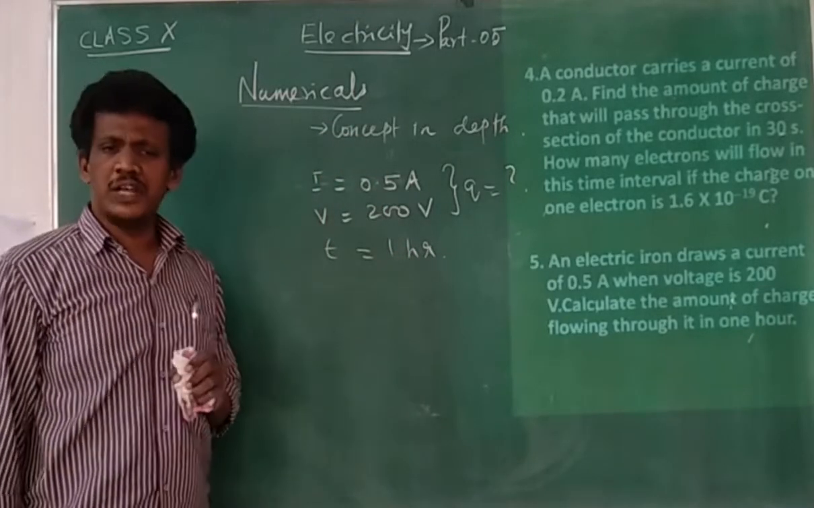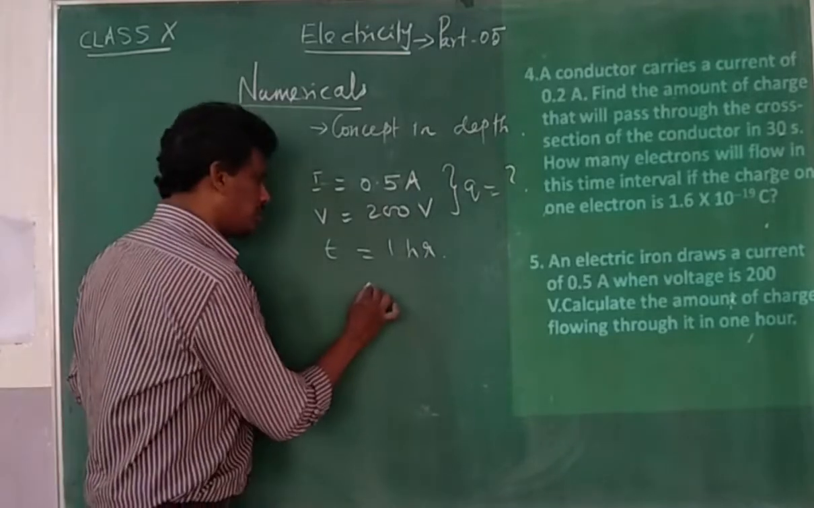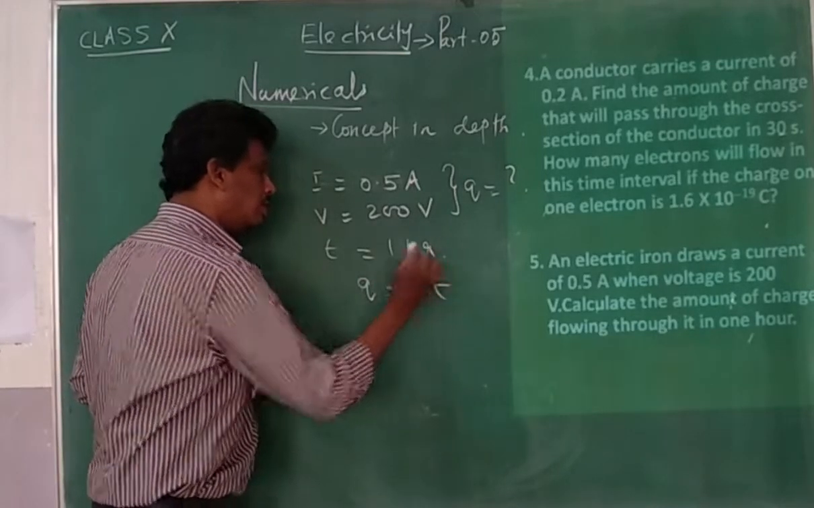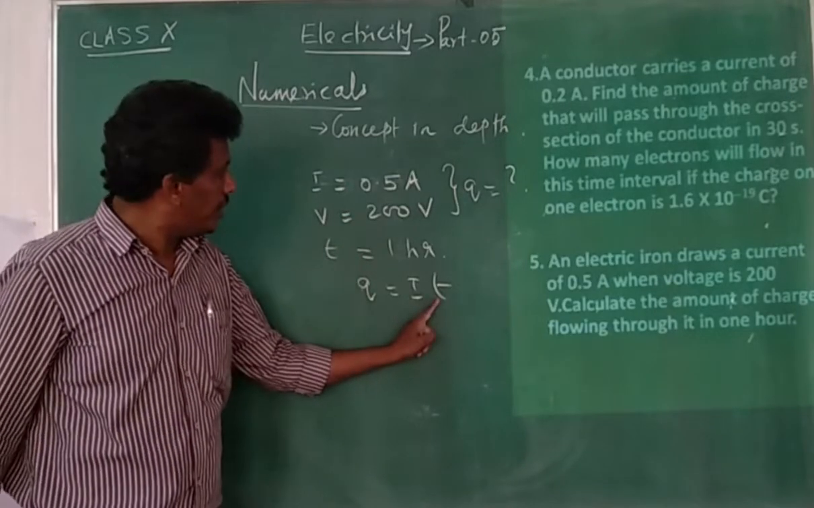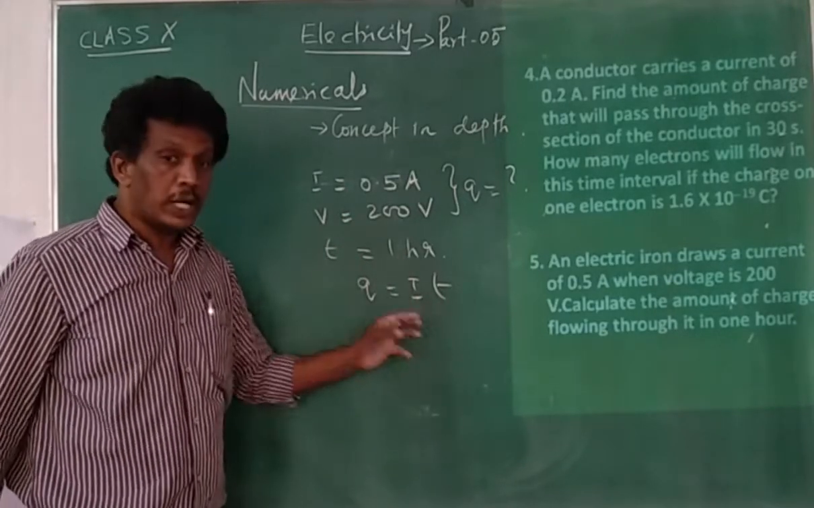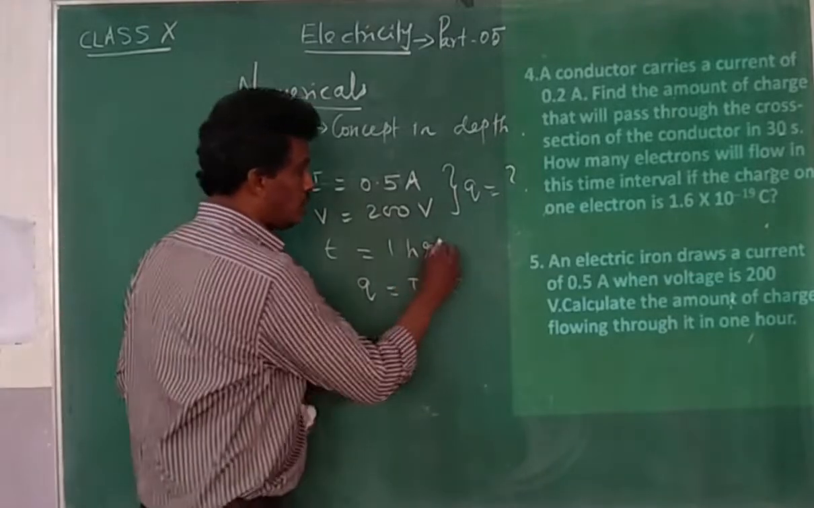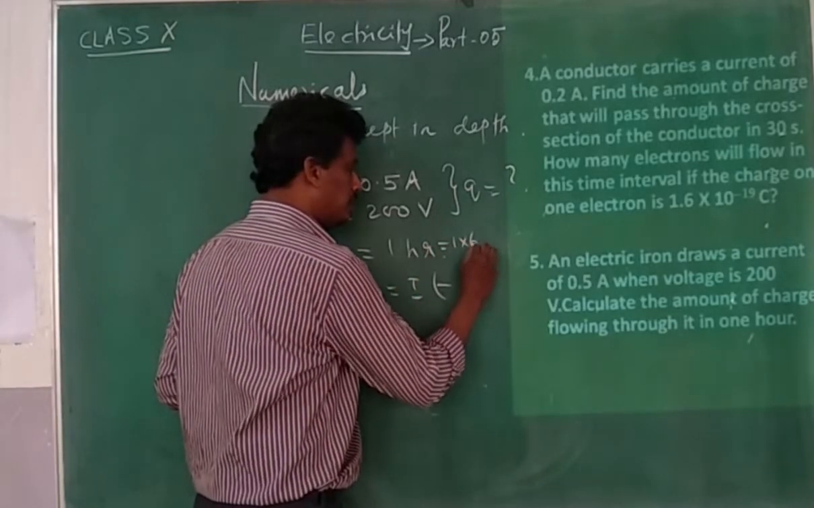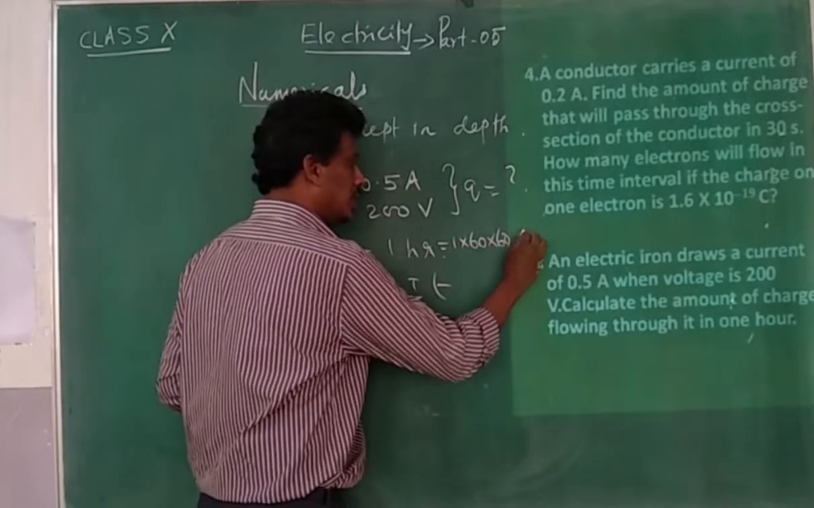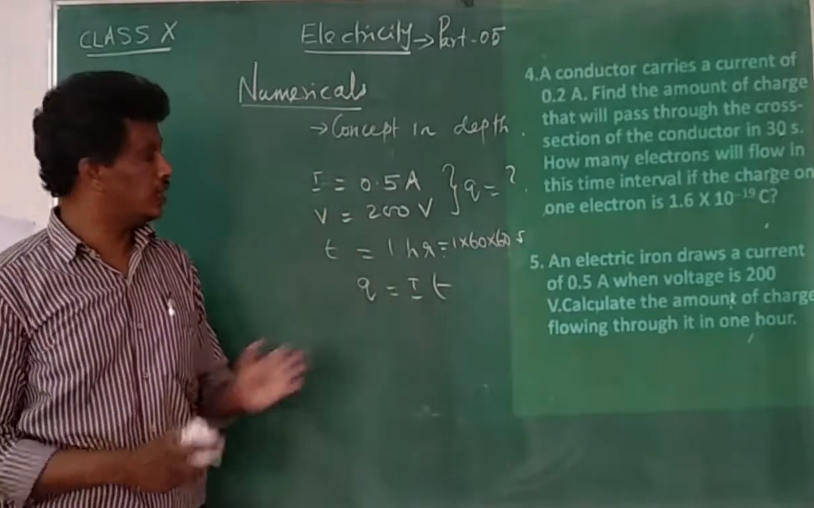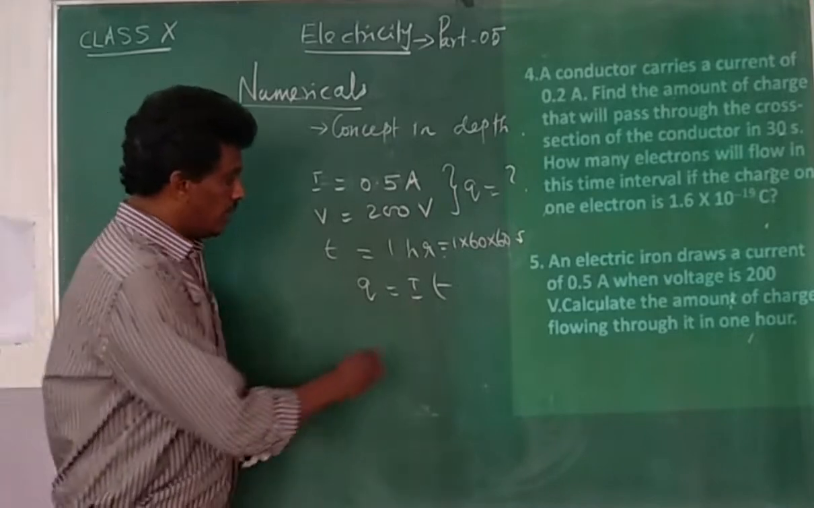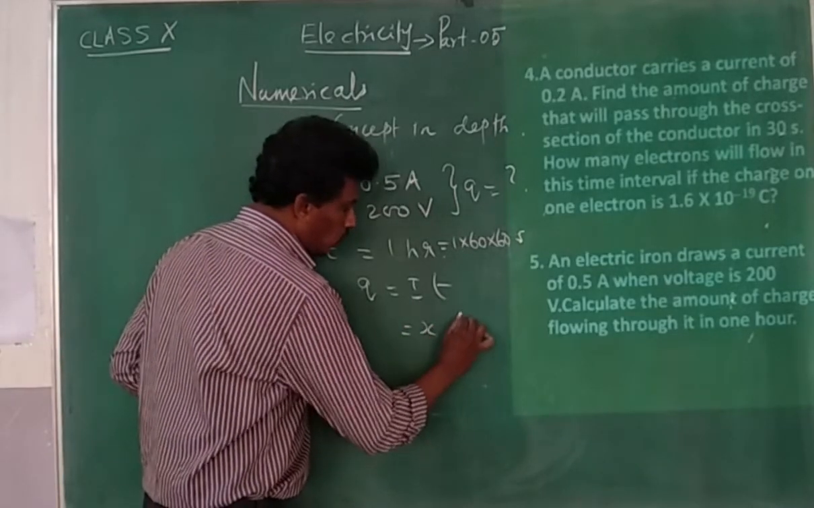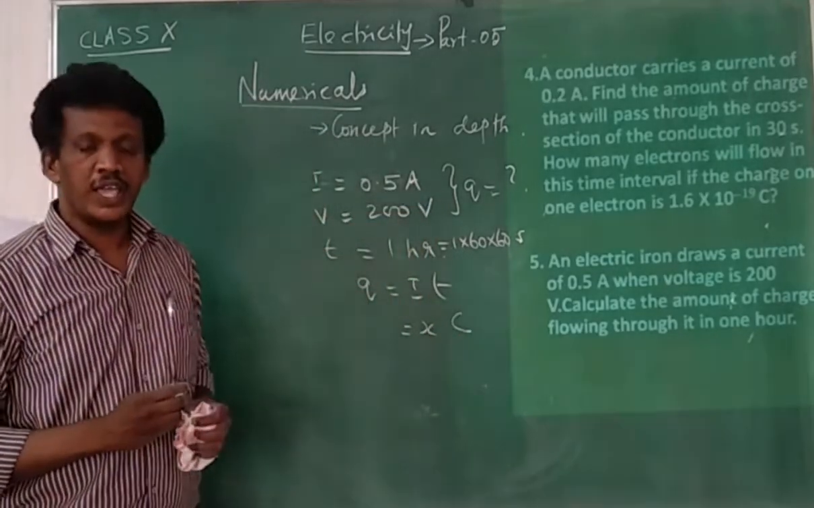I think directly we can use it, because what is the basic formula? Q equal to I into T. What is the value of I? 0.5 ampere. T is 1 hour. But you should not write it in hours. What you have to write? 1 into 60 into 60 seconds. Always go to basic. It should be in seconds only. Current is in ampere. So you will get some value, X coulomb. Clear?